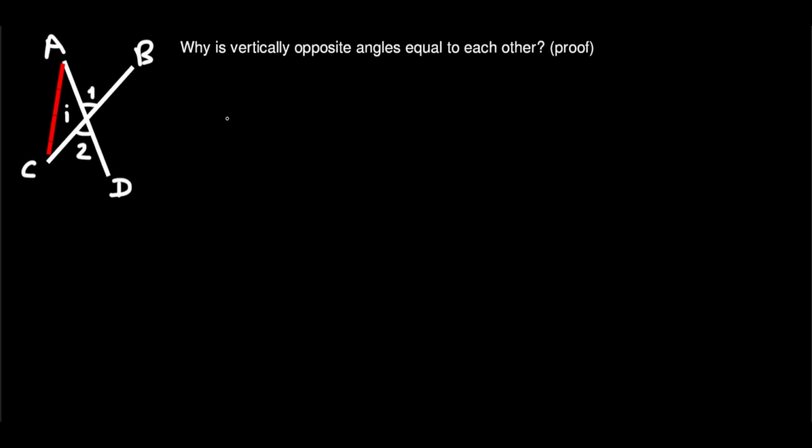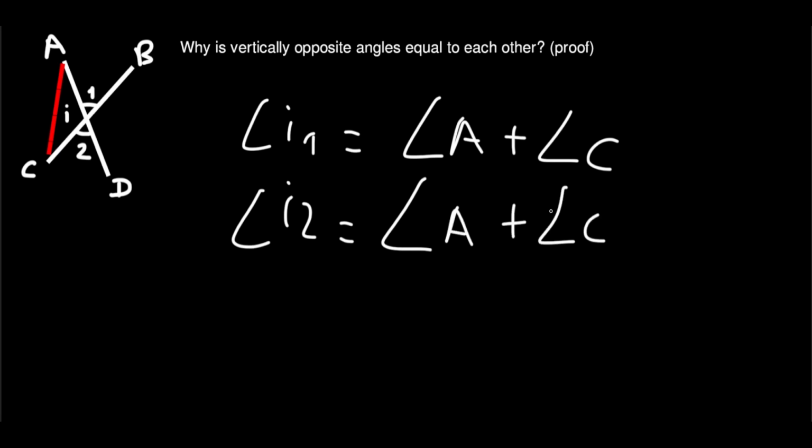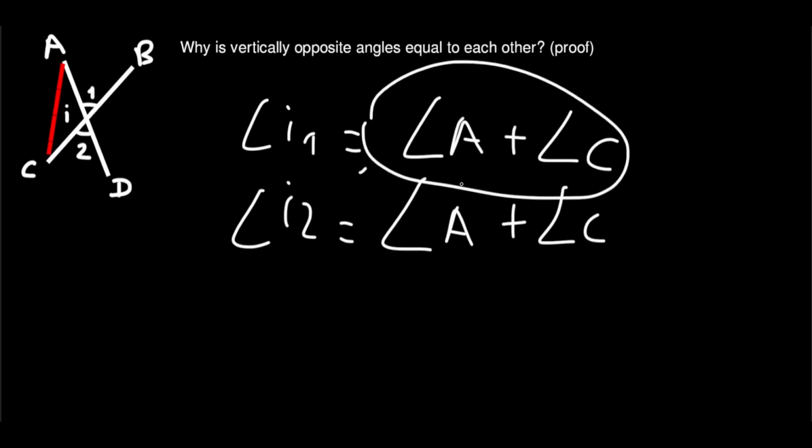So what we know is that in order to find angle I1, which is here, we need to take A plus C, right? So I1 is angle A plus angle C, my bad. And the same with I2, we need to take A plus C2. So I2 is angle A plus angle C. If you see here, they are equal to the same thing, this one is the same.